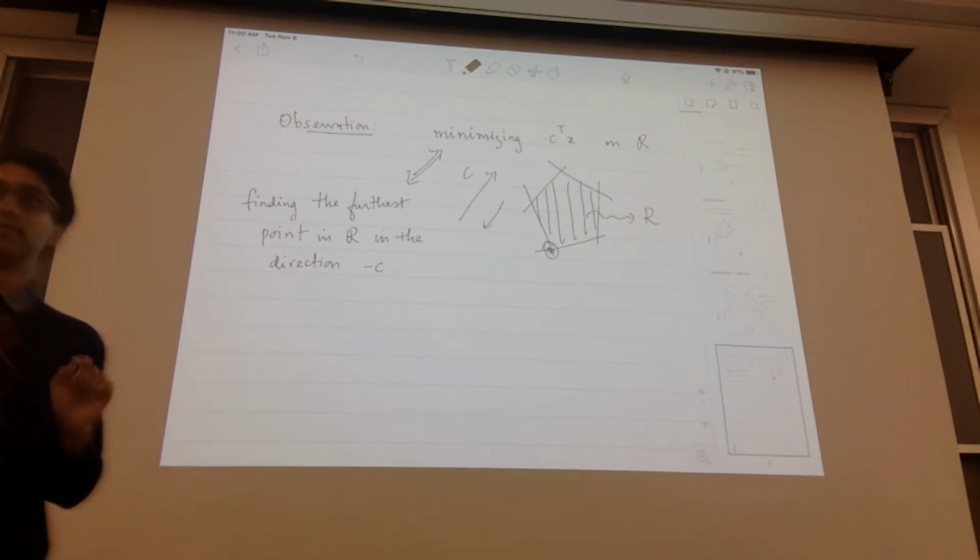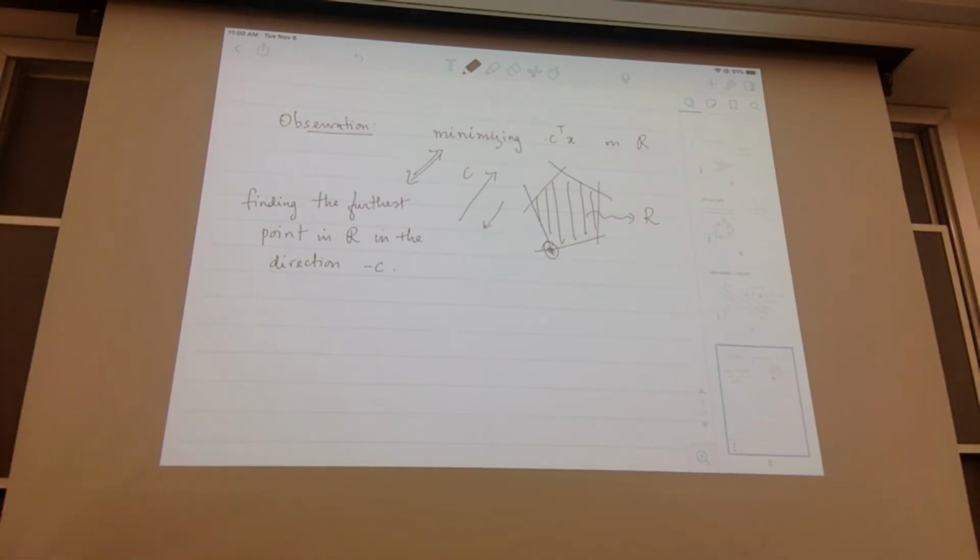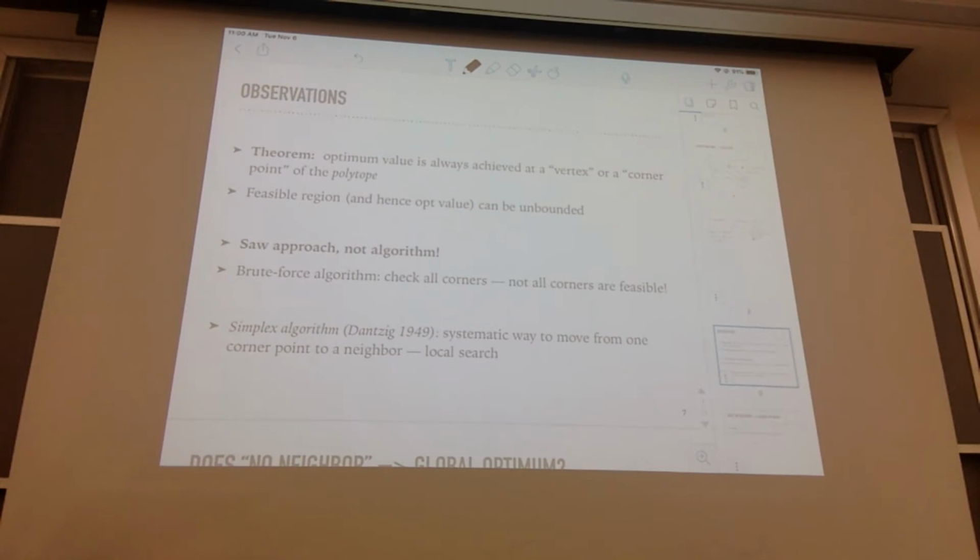Okay. And last time we also said that this characterization gives us a simple nice theorem, which is that there is always a vertex or a corner point of this polytope that achieves this minimum value. Okay. Assuming that the minimum value is finite. Okay, so it could be that the polytope is unbounded, in which case you go off and there is no place where the minimum is achieved. Okay. Or if it's finite, there is always one corner point of the polytope at which this optimum value is achieved.